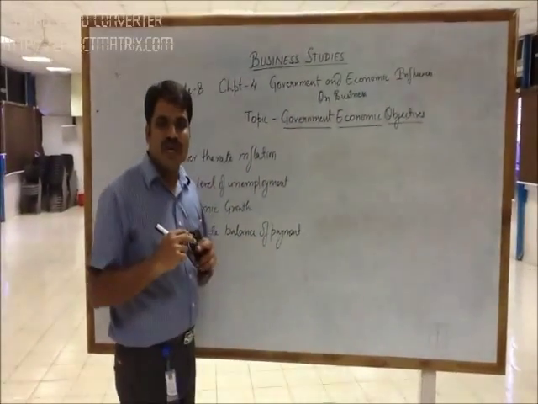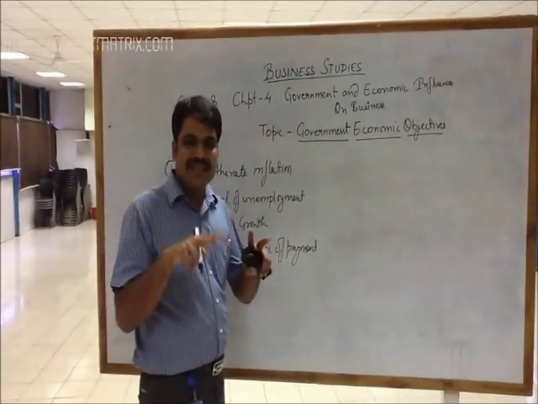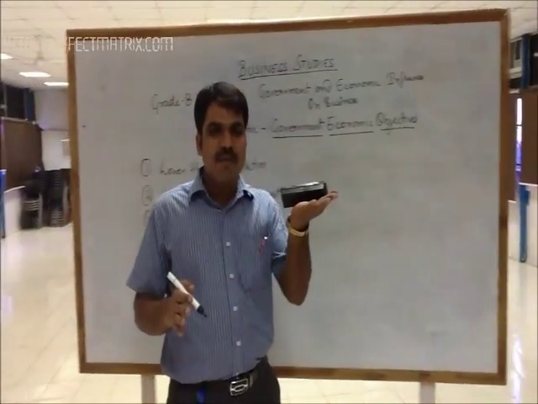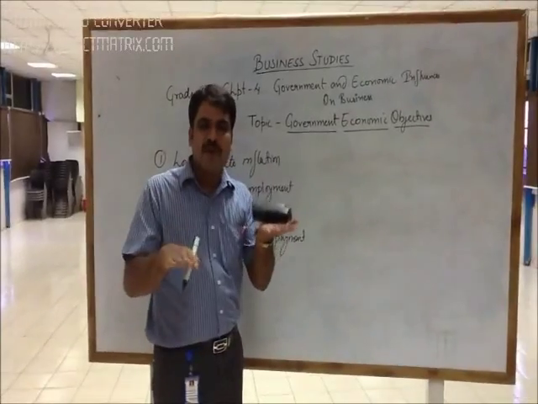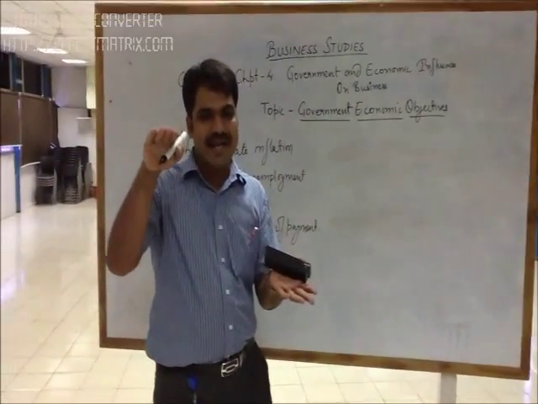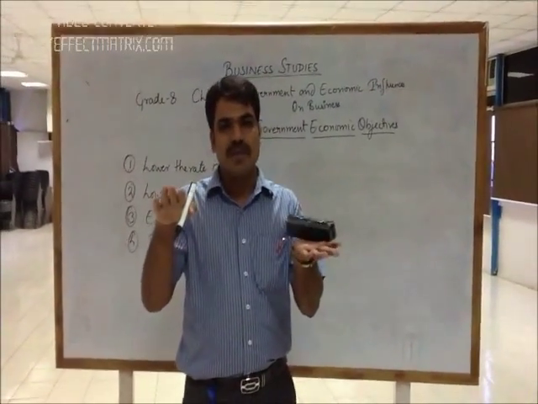If the government wants to achieve balance of payment, they have to maintain a balance or equality in the imports and exports. If imports are more, then the country is in a deficit position, and if exports are more, the country is in a surplus position. So the government has to maintain a perfect balance in order to survive smoothly.